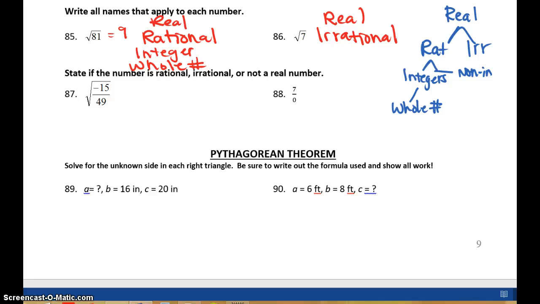Now for 87 and 88, directions changed slightly, so we have to make sure we're paying attention to these changes. It says state if the number is rational, irrational, or not a real number. One out of the three we choose. So 87 is the square root of negative 15 over 49. Right when we see this negative sign, we can't take the square root of a negative number. So this is not a real number.